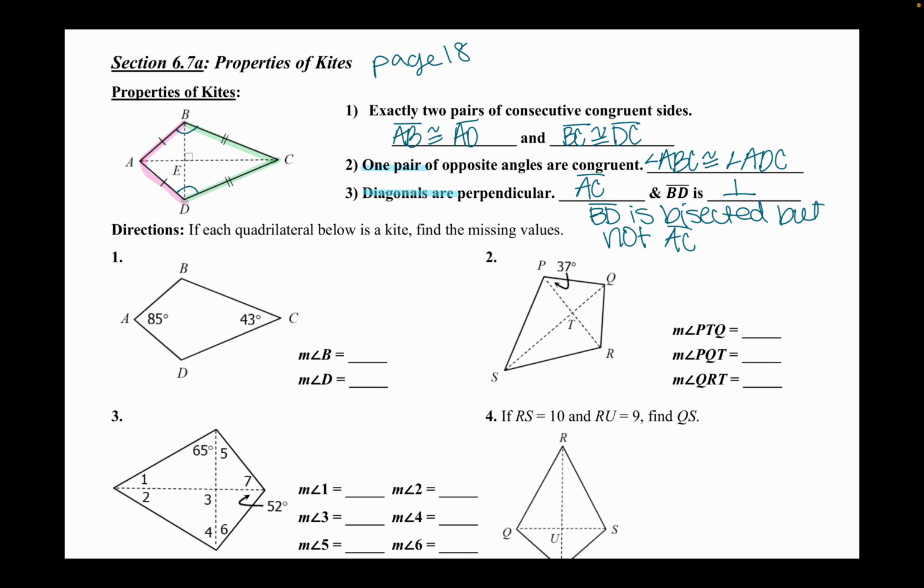We also have that diagonals are perpendicular. So AC and BD are perpendicular, which means we have right angles. So you can actually put this right angle all the way around. We also know that BD is bisected but not AC. So this segment is cut in half. BE is congruent to DE.